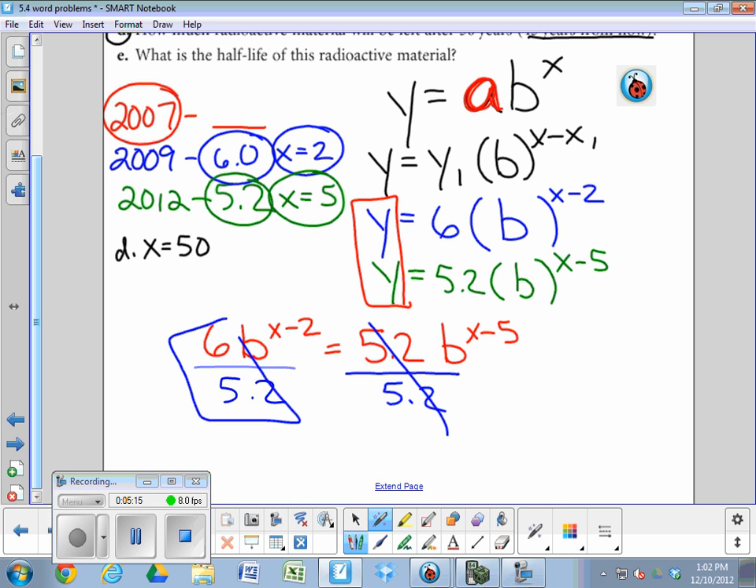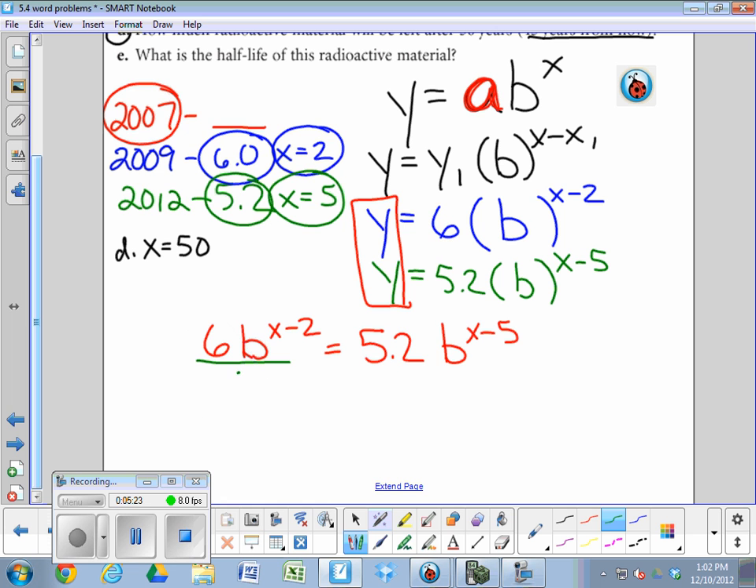Is 6 over 5.2 something less than 1? No, it's greater than 1. If I divide both sides by 6, what's 5.2 divided by 6? Give me the actual answer. 0.86 repeating. Is that less than 1? That's where I want to be. I want to be there because this is a problem about decay. If it was a problem about growth, I would have divided the other way. That won't make or break your problem, all right? You'll be able to still get the right answer if you would have divided by 5.2. I just think it's going to make more sense this way.